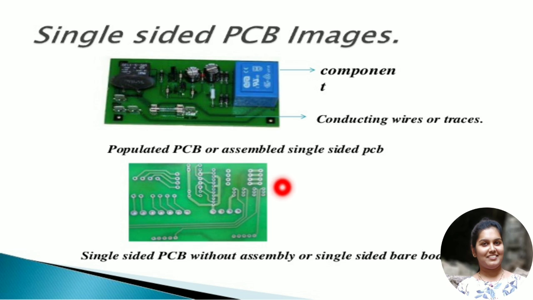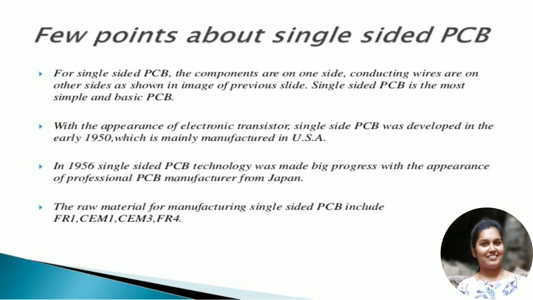The point to be remembered regarding single sided PCB is that only one side of the base material is laminated with metal. So only on one side you can place the components, and the other side will be left idle. For single sided PCB the components are on one side, and the conducting wires are shown in the slide you have seen previously.